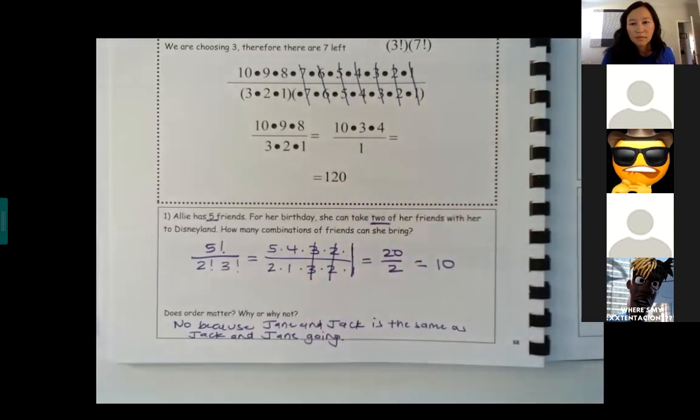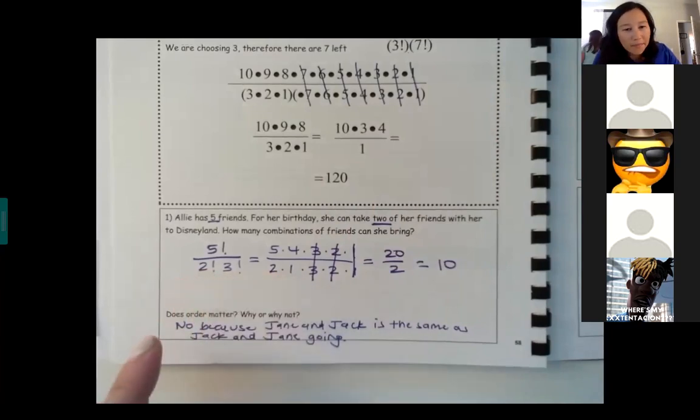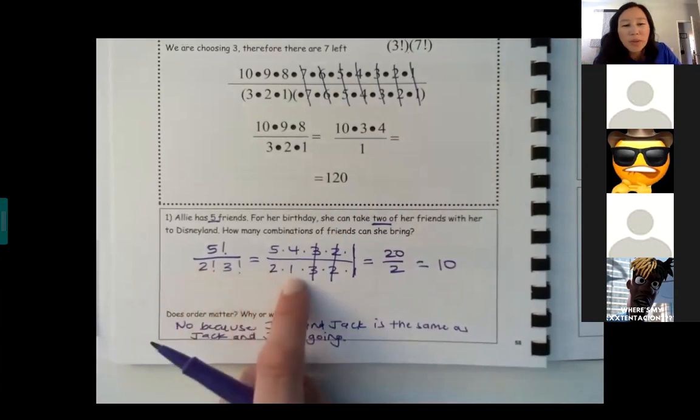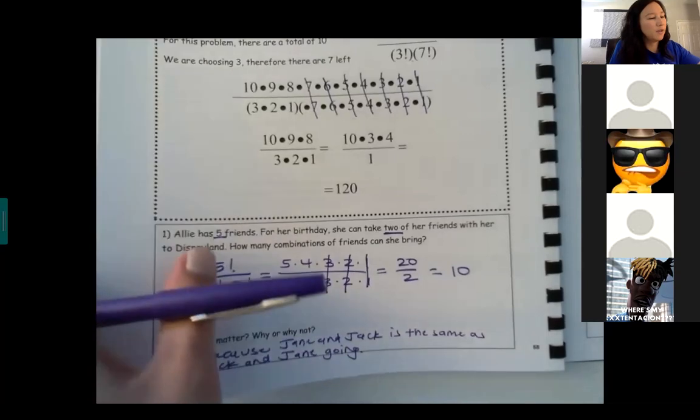Wait, quick question. How did you get 2 times 1? Just expanding 2 factorial. Oh, okay. So it's just that number and every number smaller than it that you multiply. So for 2 factorial, it's just 2 and 1. Okay. Yeah, and as you're working, just ask me any questions and we'll go over them. I'll give you a quick minute.